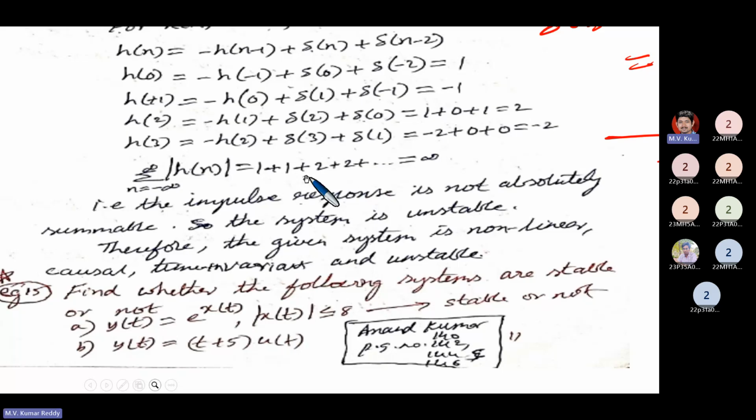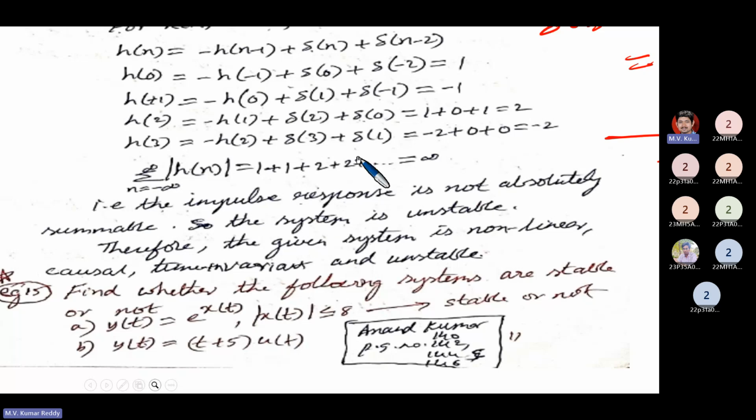Because there are no negative terms, always positive terms, the positive terms become a sum. This sum is almost equal to infinity, so it is not less than infinity. Hence, this is not absolutely summable. This point is very, very important. The impulse response is not absolutely summable.